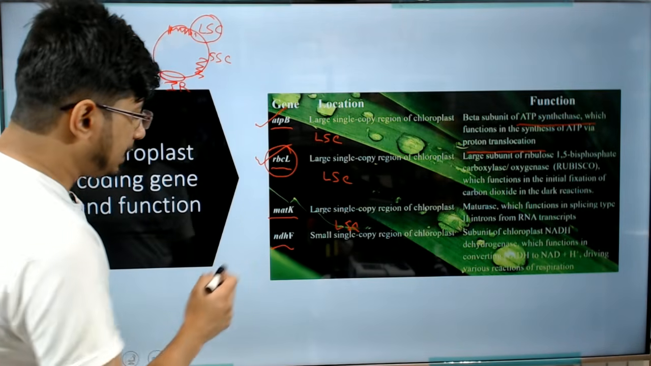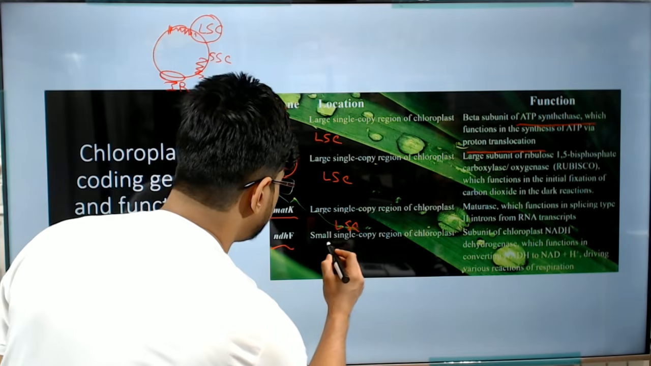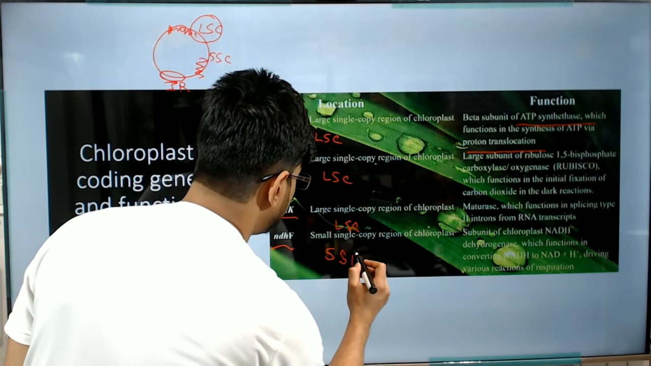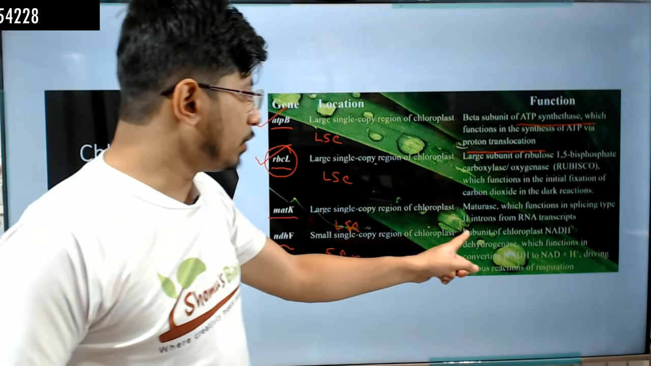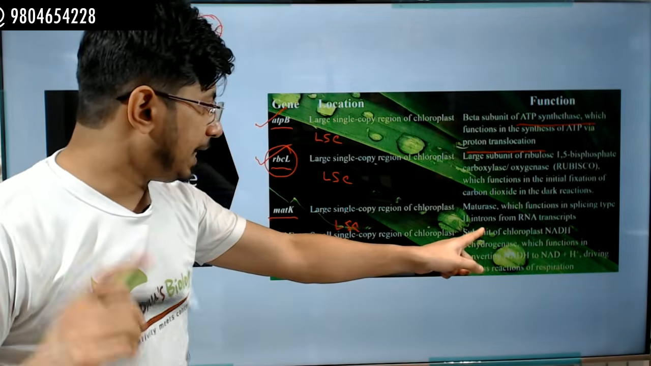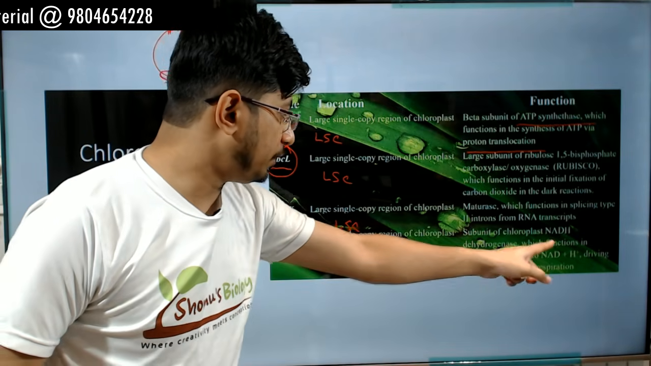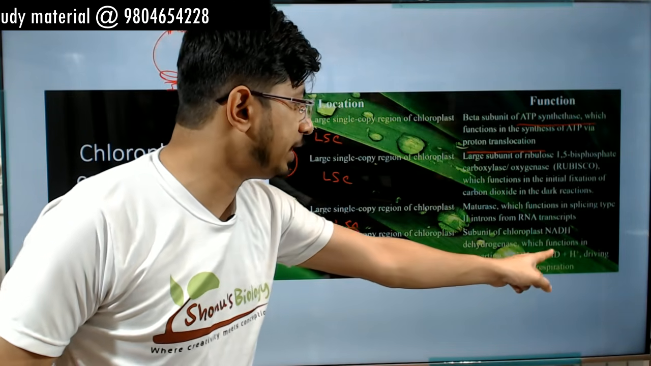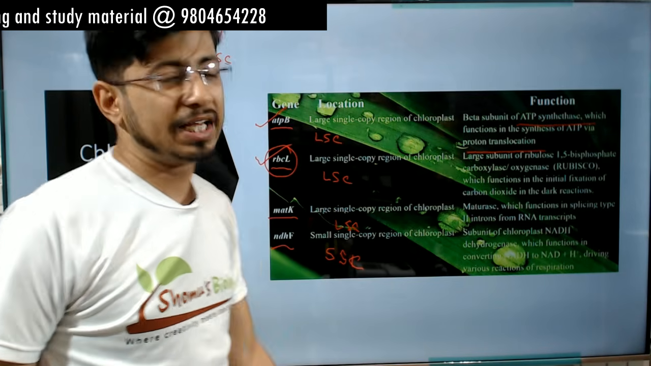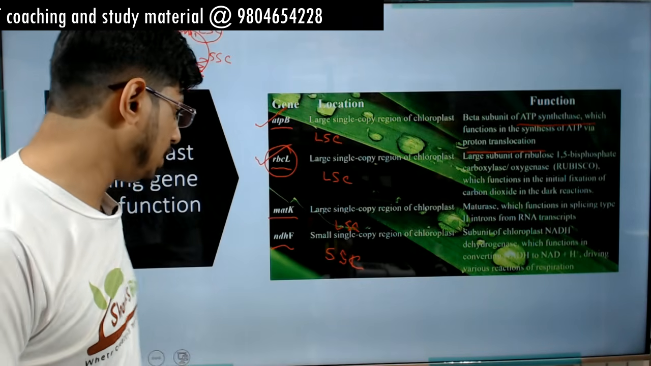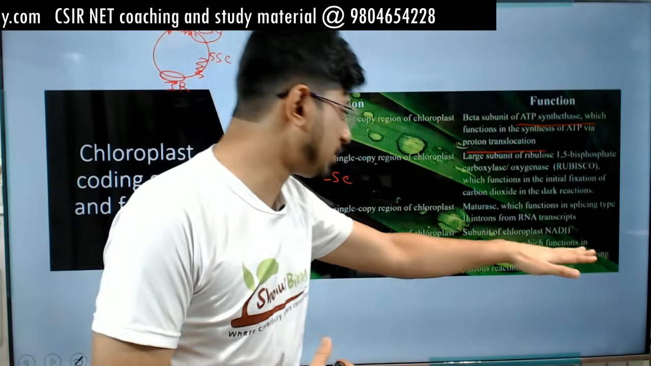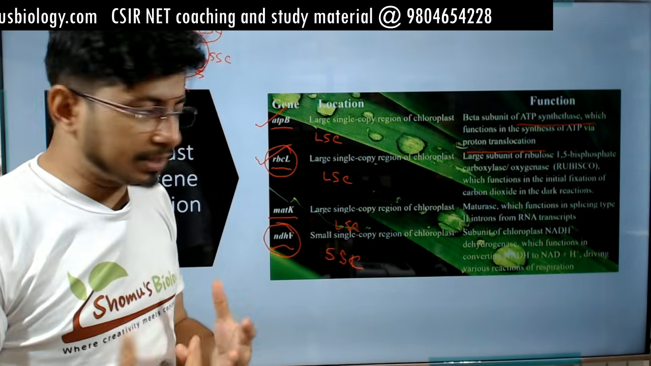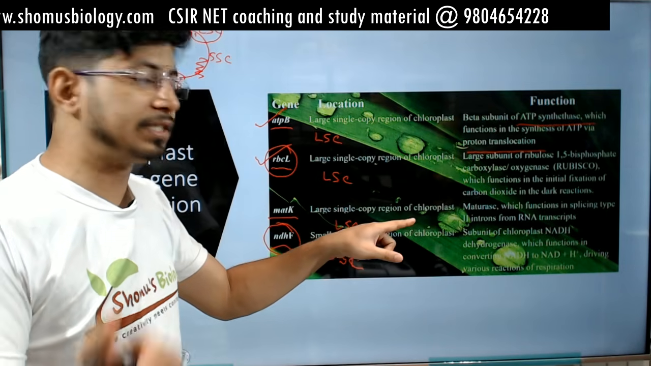And the last one is NDHF, which is present in small single copy region of the chloroplast DNA. It produces subunit of chloroplast NADH dehydrogenase, which functions in converting NADH to NAD plus, driving various reactions as well as driving the respiration process. So basically this particular gene is responsible for producing the subunit of the chloroplast NADH dehydrogenase enzyme.